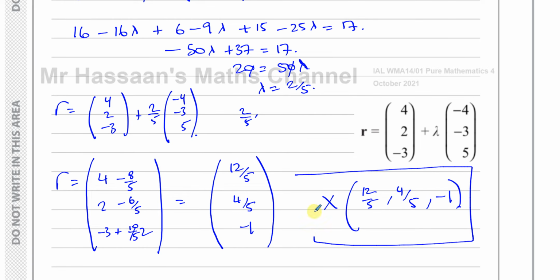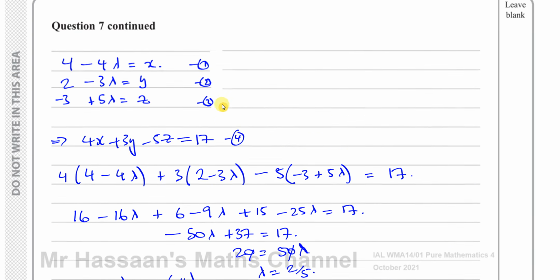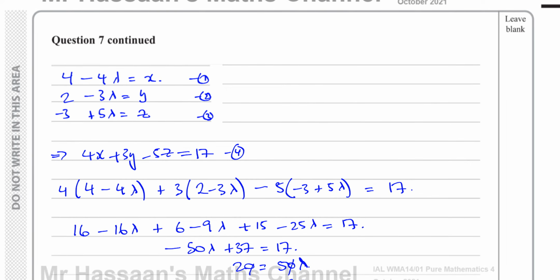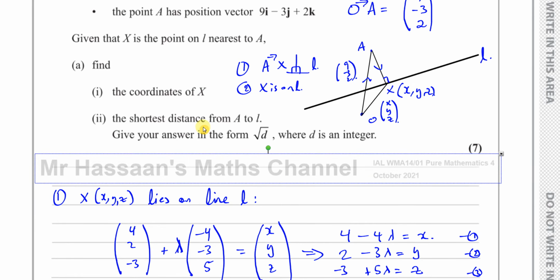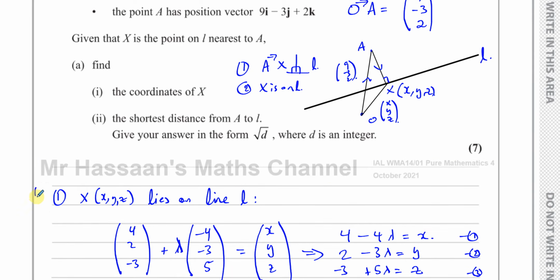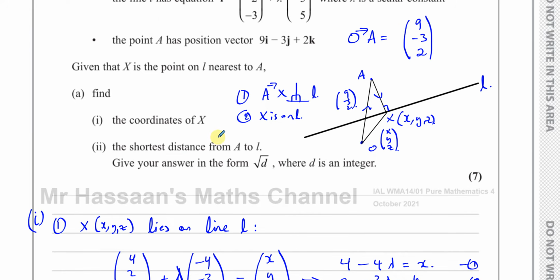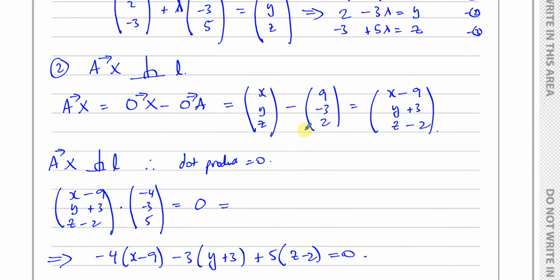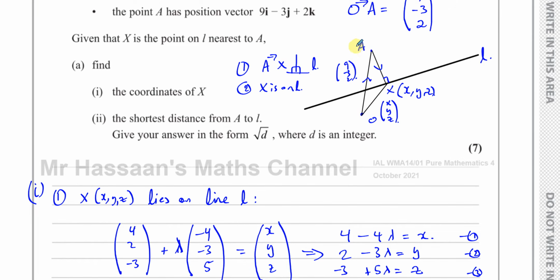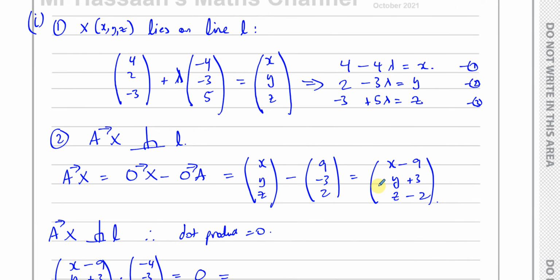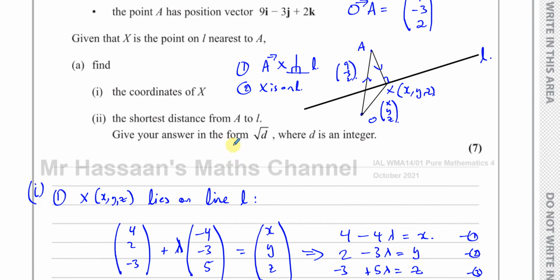So there we have the answer to that part of the question, 7a, where we had to find the coordinates of the point P. That's part 1. Now we've got to do part 2. Okay, so now we know the vector from A to X. We have to find the shortest distance from A to L, which is the magnitude of AX. So the shortest distance from A to L is the magnitude of AX.